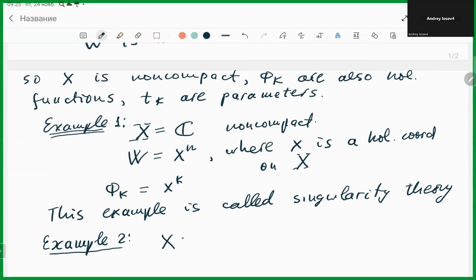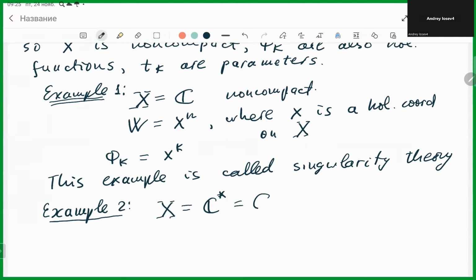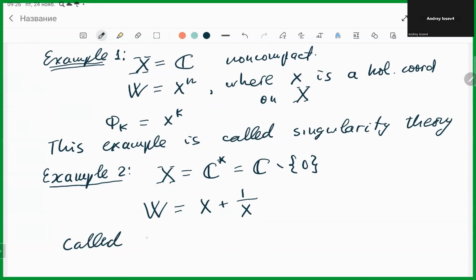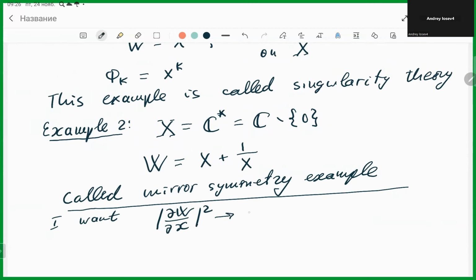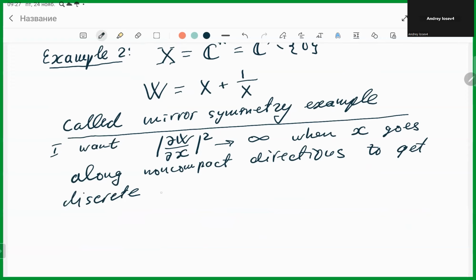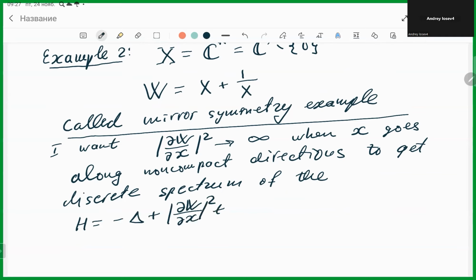Example number 2: X is C star, that is C without the point 0. W is x plus 1 over x. This example is called the mirror symmetry example. What do I want from W? To go to infinity when x goes along a non-compact direction, to get a discrete spectrum of the Hamiltonian. That is minus Laplacian plus the modulus square of dW over dx plus less relevant terms, to have harmonic theory.